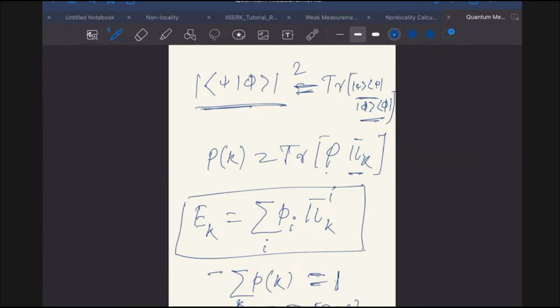Then what remains? This ek. So what value can it take? Only 1. So the sum of ek should be identity. Is it really so straightforward that if trace of rho is 1, then the sum over ek must be equal to identity?